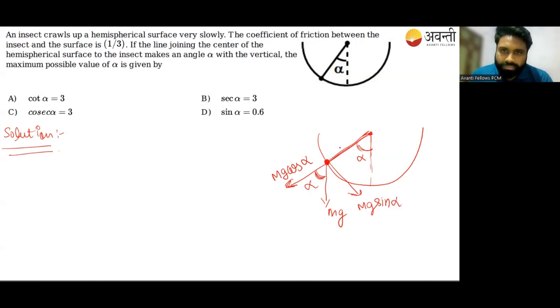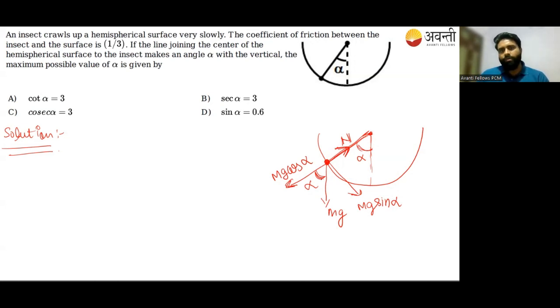Now another force acting on this is the normal force, which acts perpendicular to the surface. And if I draw the perpendicular to this hemispherical surface, this would be a line joining to the center.